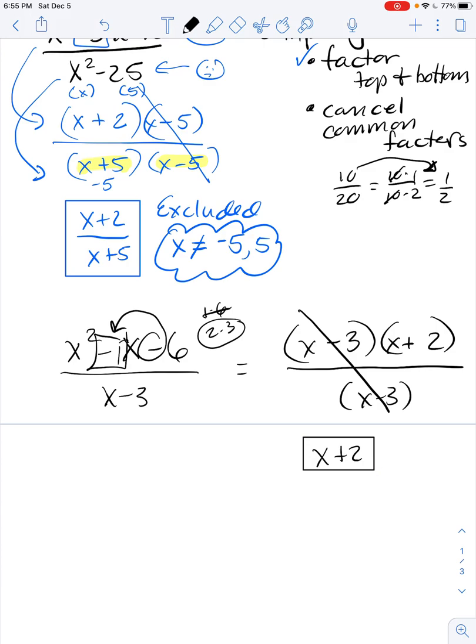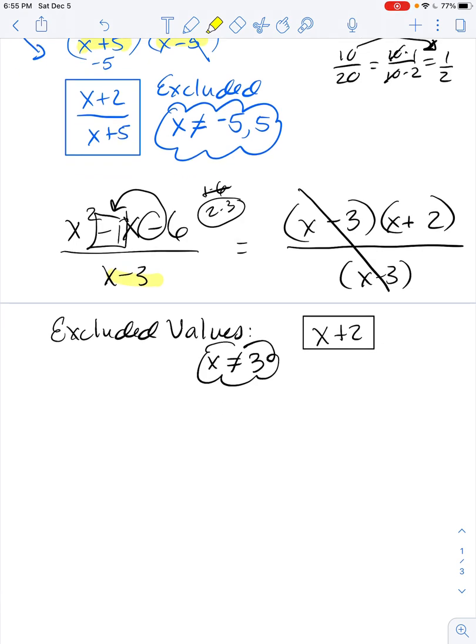But when I'm supposed to say, hey, what are my excluded values? Even though your homework doesn't ask you to do that, I would start thinking about it. Here, x cannot be 3, because if you look back to the original bottom, if you were to plug in a 3, it would make the bottom 0. So x cannot be 3. So, one last example.